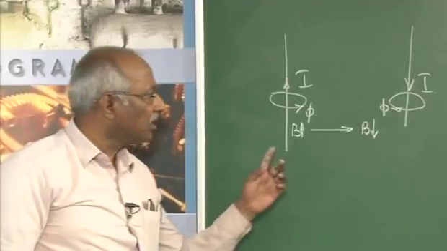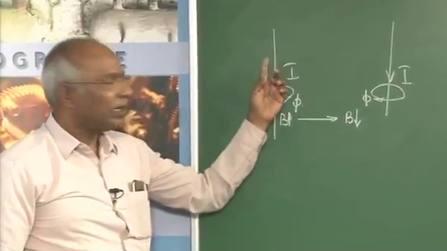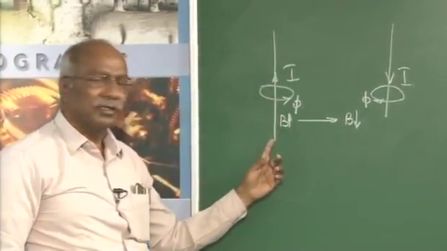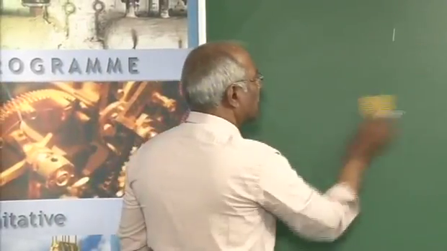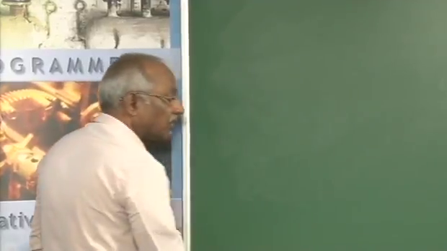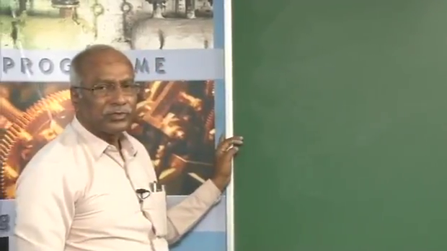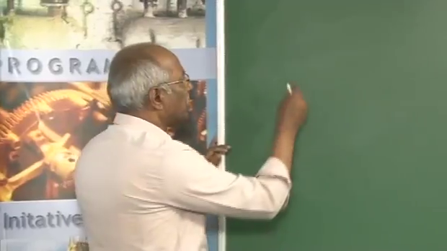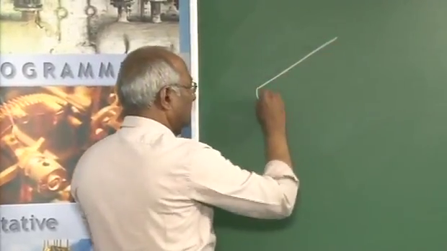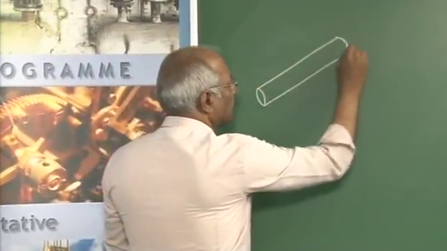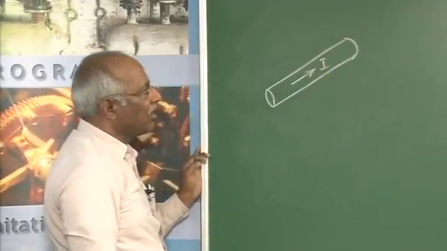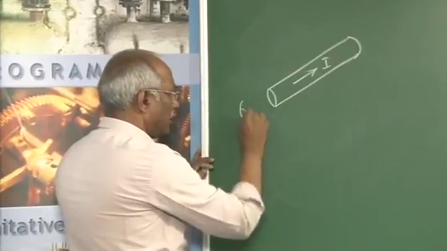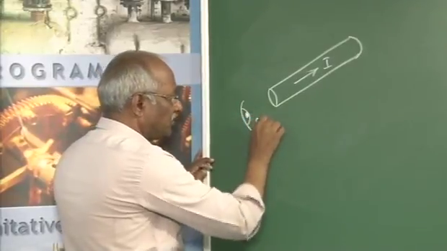Every time the conductor cannot be shown as a straight line like this. In that respect, some method of representing the conductor, the direction of the current, and also the flux produced must be considered. Think of a conductor. This is the conductor carrying current I, and consider this one to be the observer.